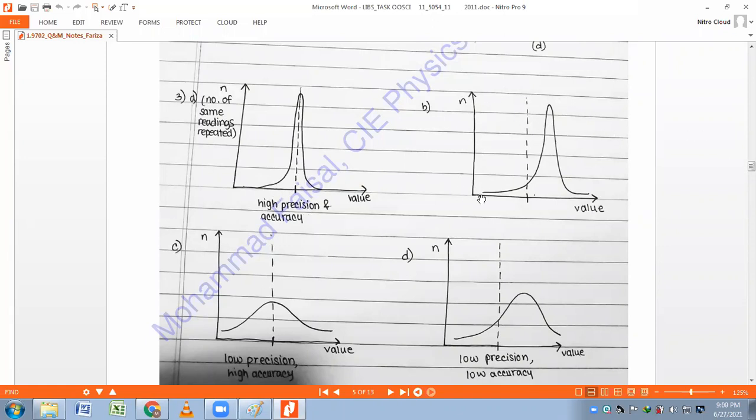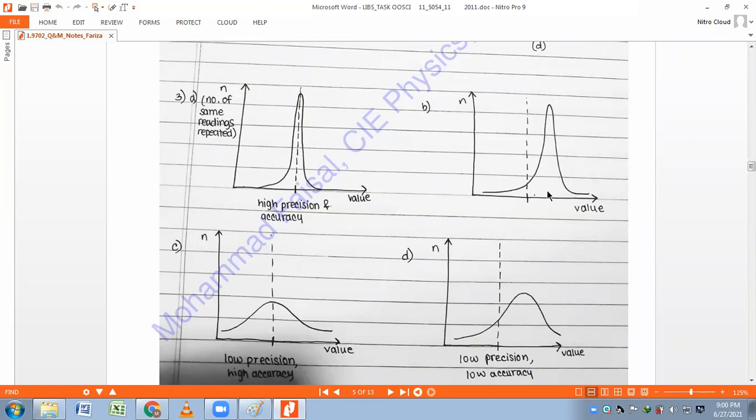How would you describe this graph? This is not written over here. The other two are written, but how would you describe this graph? Is it precise or less precise? High precision, sir. It's highly precise but less accurate.